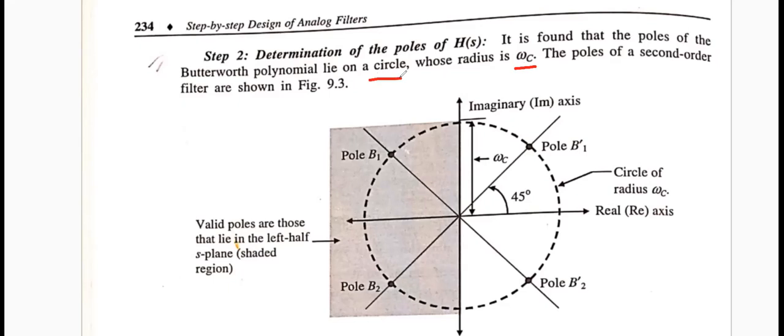The poles of the second order filter are shown in this figure. So there is a question: how can we get that the Butterworth polynomials lie on a circle where the radius is omega c? Let me explain the fact.